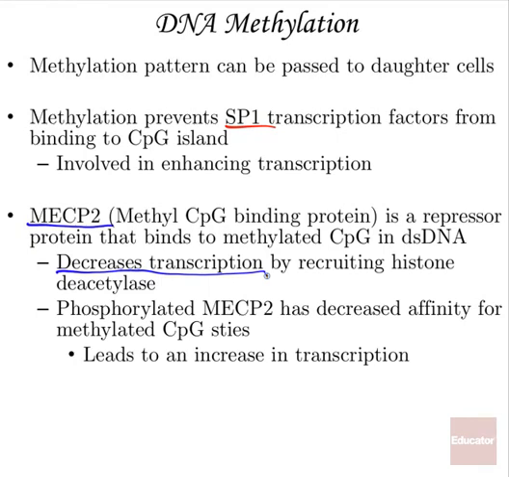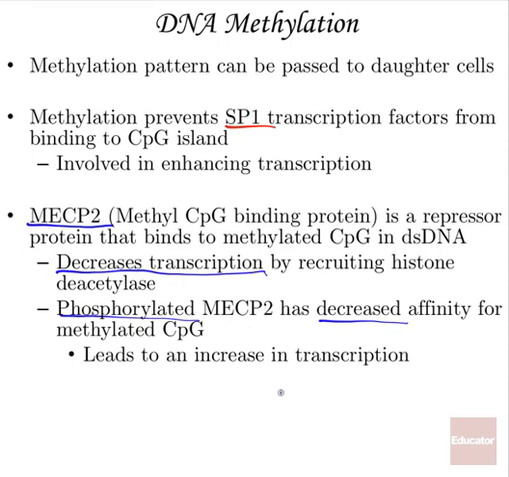Now, a phosphorylated MeCP2 protein has a decreased affinity for methylated CpG sites, and that'll lead to an increase in transcription. So, MeCP2, repressor protein. Phosphorylate it, it won't bind, therefore it leads to transcriptional activation. SP1, transcription factor, that's an activator protein.